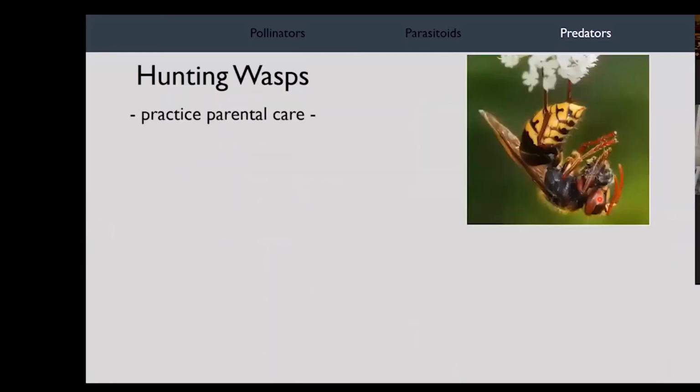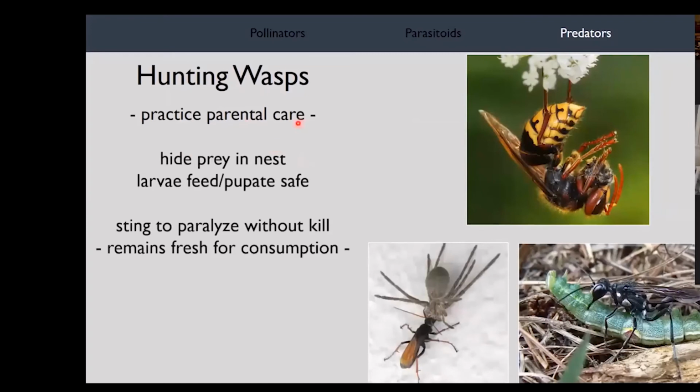Talked about hunting wasps. Don't recommend having a lot of these in the garden, because if you're getting stung a lot, that's probably not safe for you guys in the garden. So again, these guys practice parental care and they'll take a lot of the insects or caterpillars, chew them up and feed them to their young.